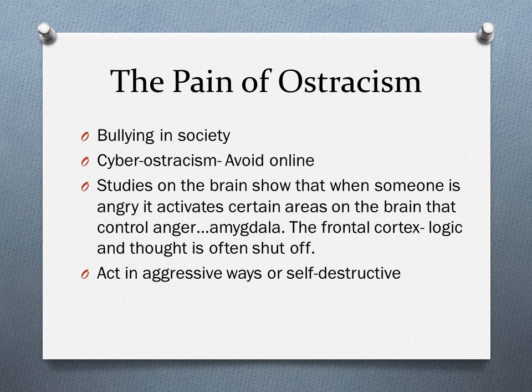Studies on the brain show that when someone is angry, it activates a certain area of the brain that controls anger, the amygdala. Okay, the frontal cortex, which controls logic, thought, and reasoning, is really shut off. So when we're really angry, we don't have a lot of self-control. We're just thinking about and harboring those angry thoughts. We act in aggressive or self-destructive ways. So a lot of the time when we're really angry, we're really sad, because we've been ostracized or because we don't have acceptance, it can cause a lot of damage in the long run.